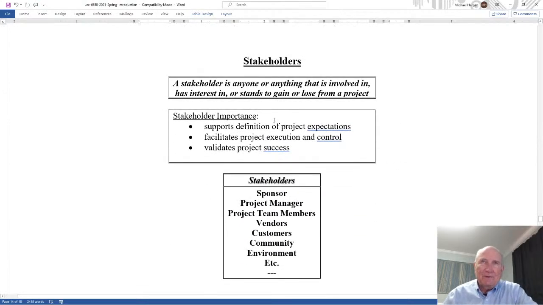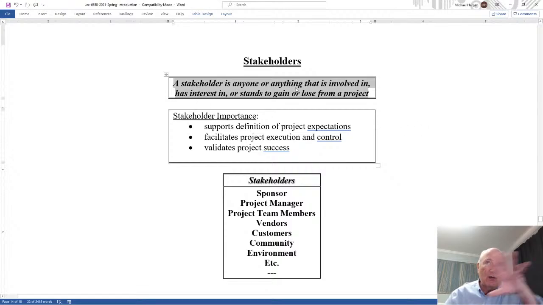Stakeholders are very important to a project. But it's important to know what a stakeholder is. A stakeholder is anyone or anything that is involved in, has interest in, or stands to gain or lose from a project. So that's a very broad definition. Stakeholder importance. Well, the stakeholder is important.